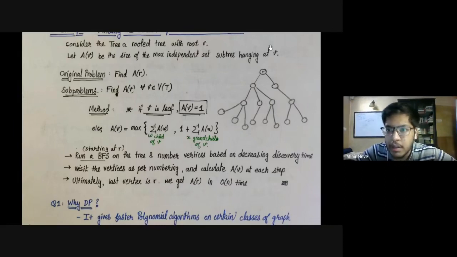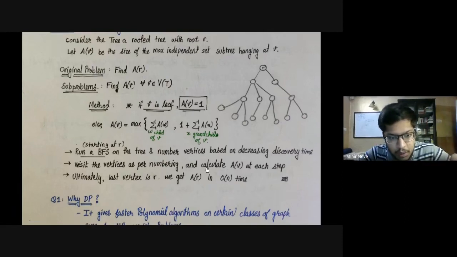And then you just reverse this order. After you reverse this order, the first vertex will be here, and the numbering will go up and up. So the children will be calculated before the parents are calculated. So you run a BFS, number the vertices based on decreasing discovery times, and then visit the vertices as per this numbering, calculating a of v at each step. Ultimately, you'll reach R where you find a of R, and this can be done in linear time.